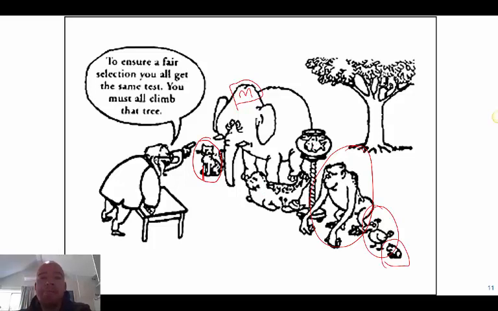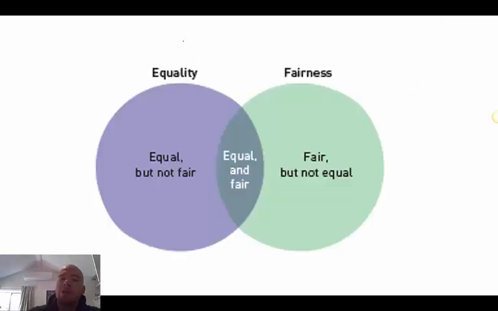So whilst this might be equal, and this is where we look at the difference between the two words, and it's an equal selection, you all get the same test, it's most certainly not fair, because it's an impossible test for some of the members. So this is where we look at the idea that we need to make sure that our criminal justice system is equal and fair, and that's only a little small window there, because there's a chance that things will be equal but not fair, or fair but not equal.